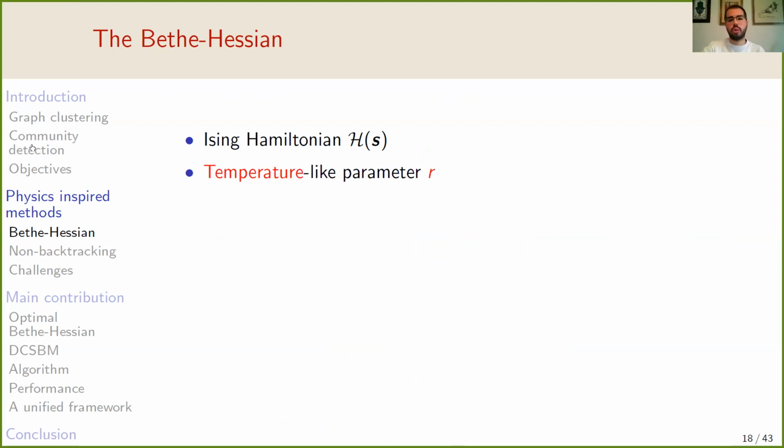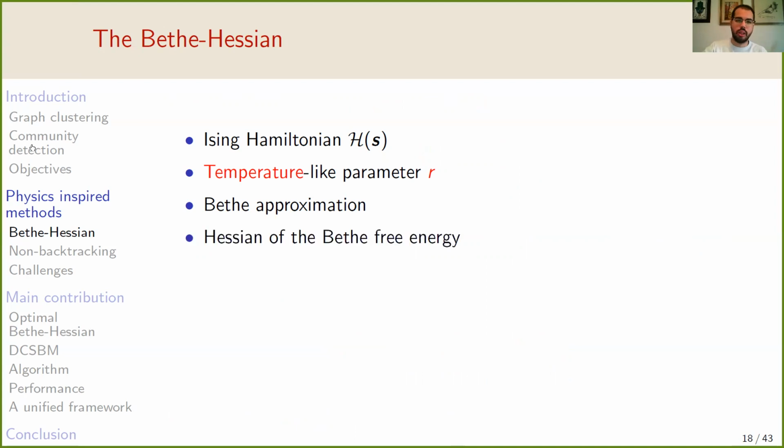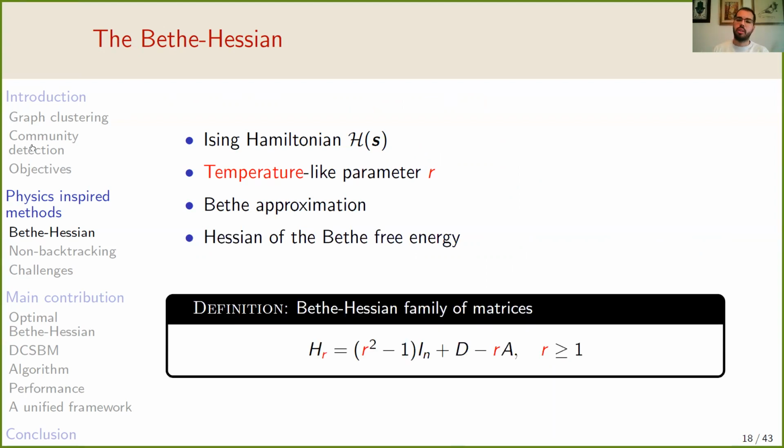Then we introduce a temperature-like parameter r, so large values of r correspond to large temperatures. We perform the Bethe approximation, so we do not compute exactly the free energy, but we compute an approximation of it. We compute the Hessian of this Bethe free energy at the paramagnetic point, and we obtain the Bethe-Hessian family of matrices, which is given by (r squared minus 1) times the identity, plus D minus r times the adjacency matrix, where r, I recall, is a temperature-like parameter greater or equal to 1.